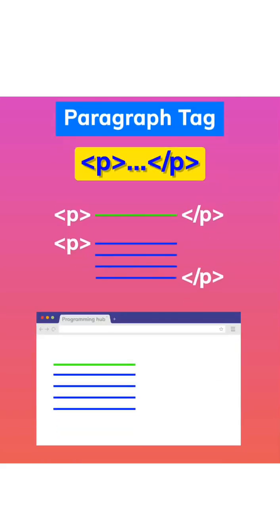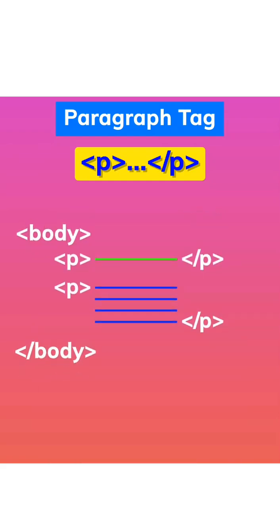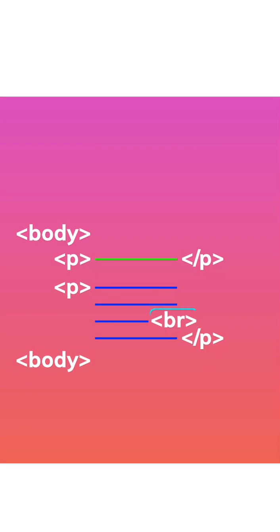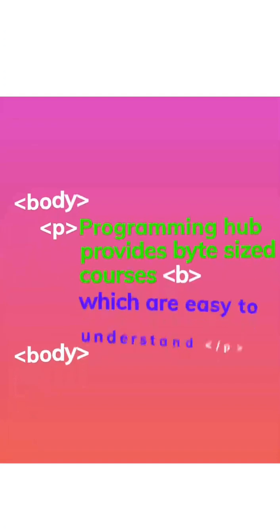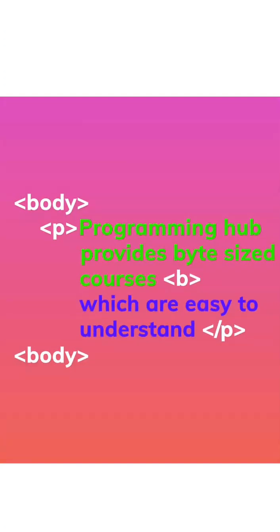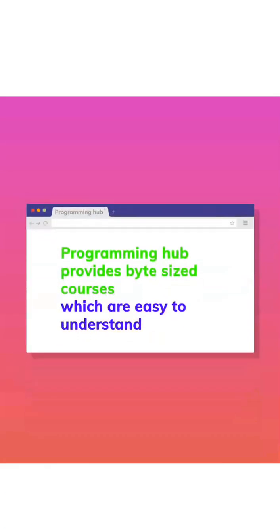This tag helps us in writing paragraphs on the web page. The text written between this tag forms a paragraph on the website. It is placed inside the body tag. Like a paragraph tag, the break tag is also placed inside the body tag. The break tag helps to start a sentence from a new line. On the web page, this program will look something like this.